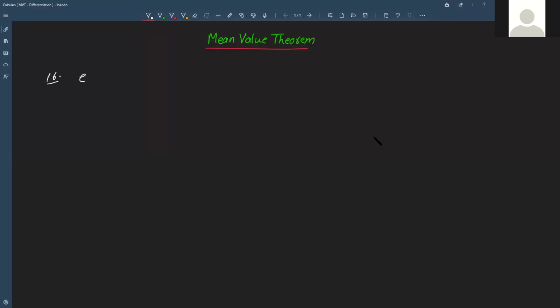Okay, so this question says e to the power x into x plus 1 is equals to 1. E to the power y, sorry, this is e to the power y. So e to the power y into x plus 1 is equals to 1. This is our function. And what do we have to prove? We have to prove that d square y by dx square is equals to dy by dx whole square.